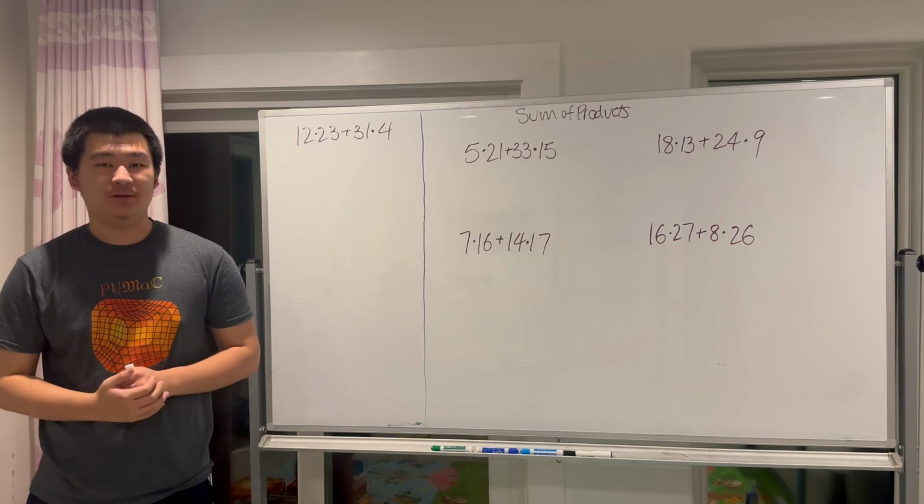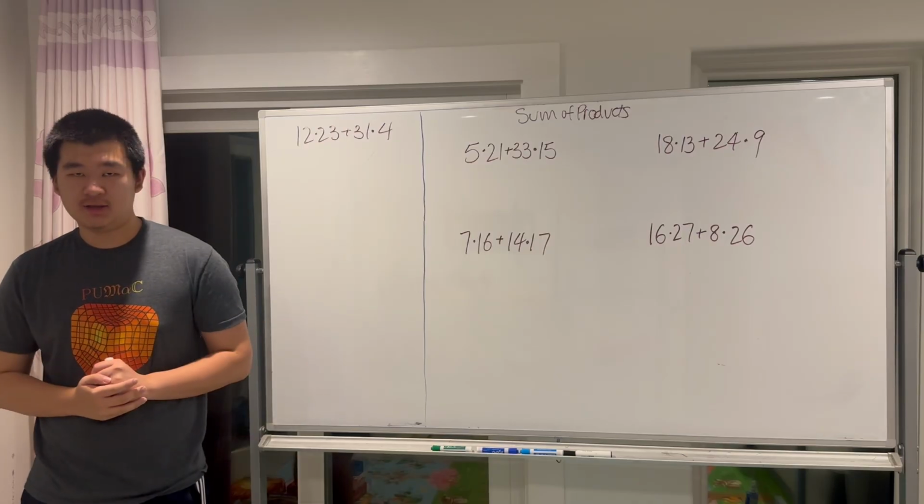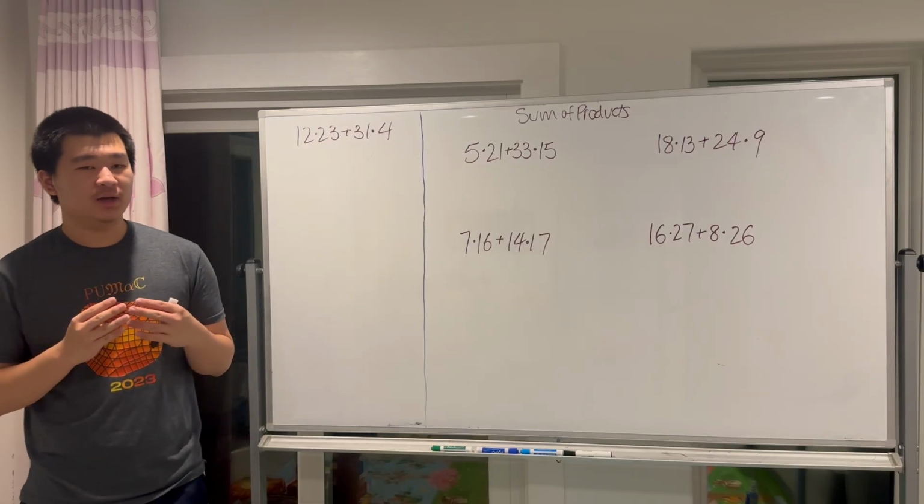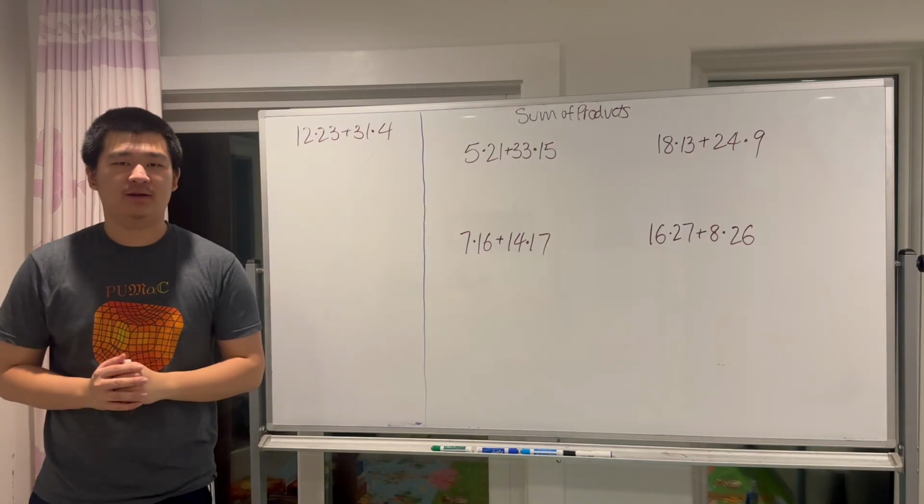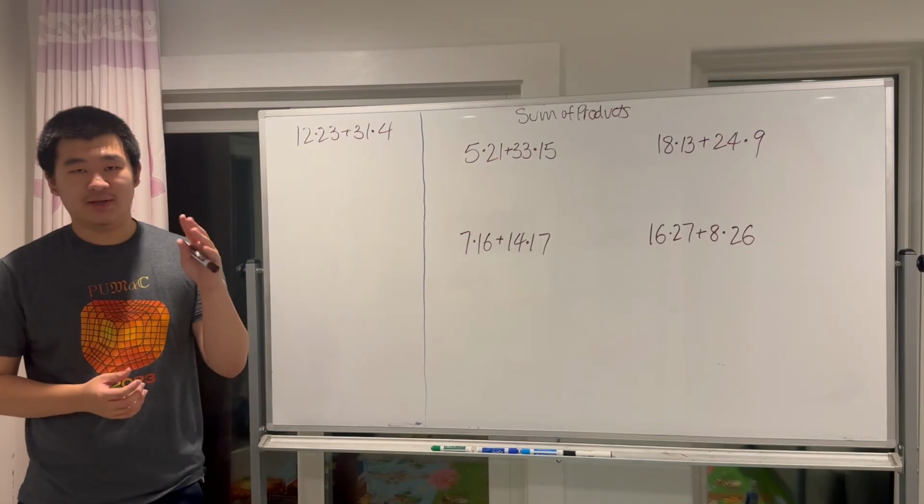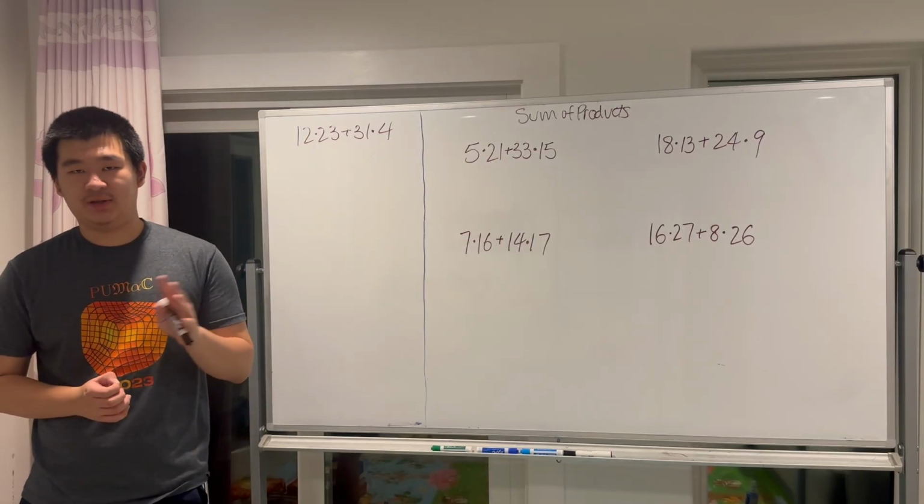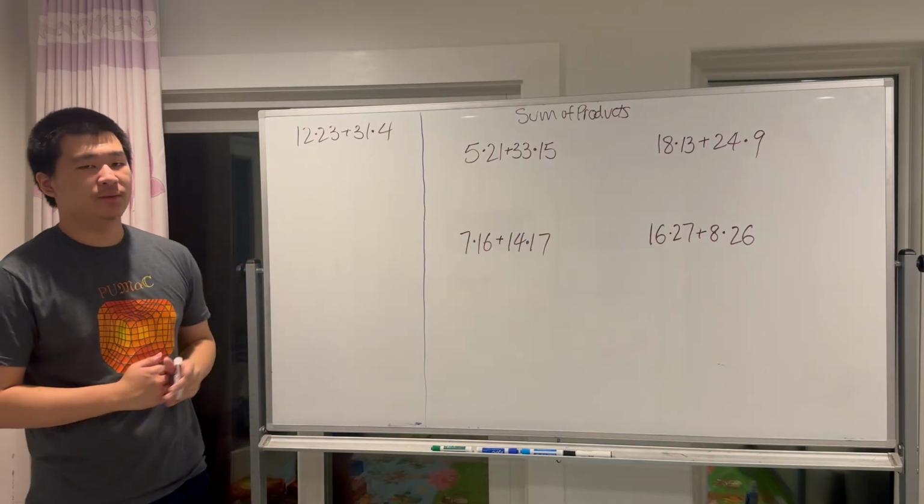In this video, we're going to be talking about a certain kind of question that I like to call the sum of products. So this usually just involves two numbers being multiplied and adding them together. And at first, it's going to seem ugly, but there's always some manipulation that we can do to make it nicer. For example, 12 times 23 plus 31 times 4.